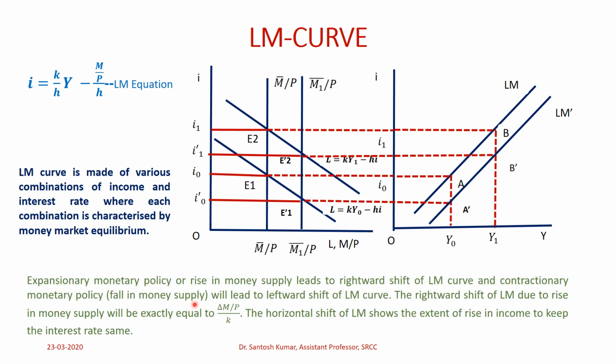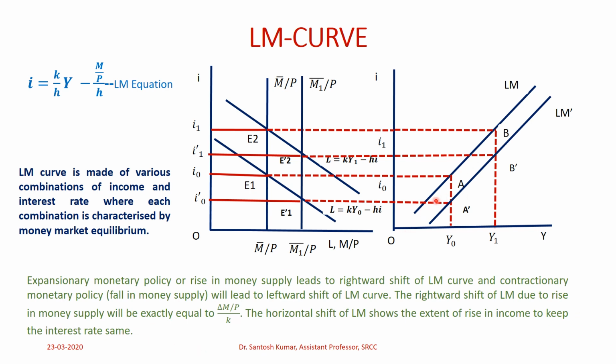So we have here the point that expansionary monetary policy, which is nothing but a rise in money supply, leads to a rightward shift of the LM curve, and contractionary monetary policy, which is nothing but a fall in money supply, will lead to a leftward shift of the LM curve, right? The rightward shift of the LM curve due to a rise in money supply will be exactly equal to delta M by P upon K. The horizontal shift of LM shows the extent of rise in income to keep the interest rate the same.